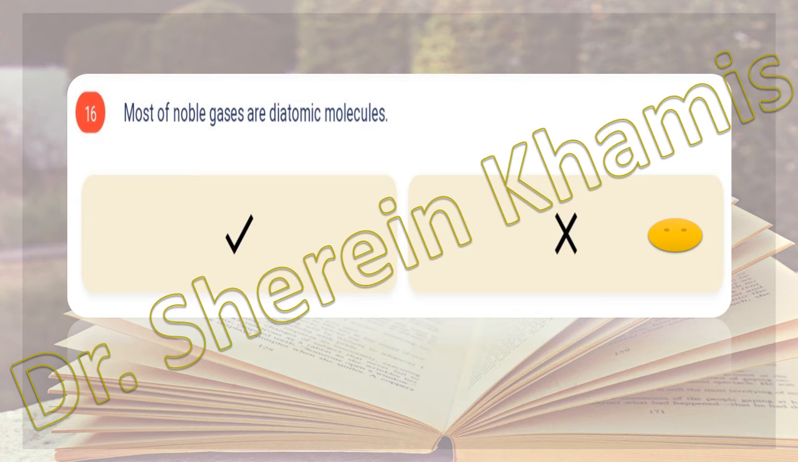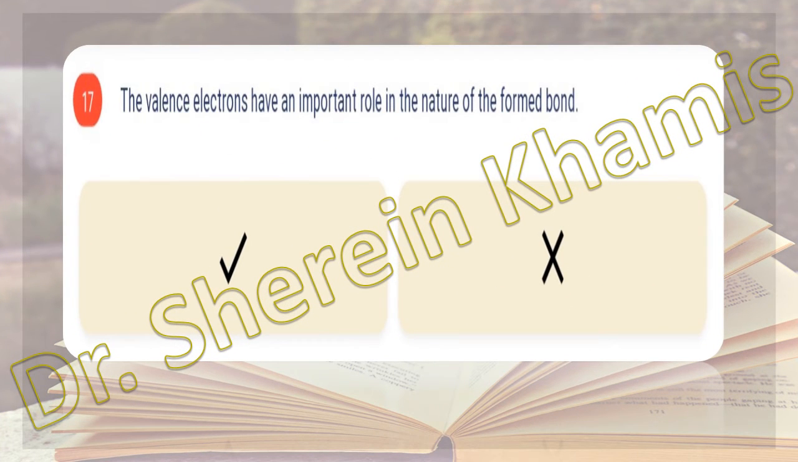Let's go to question 17. Question 17 says that the valence electrons have an important role in the nature of the formed bond. Yes, it's a right sentence. They are the main factor that determines the behavior of the atom in forming a bond, whether it can form a bond or not, whether it has the ability to make a bond or not. So the valence electrons have an important role.